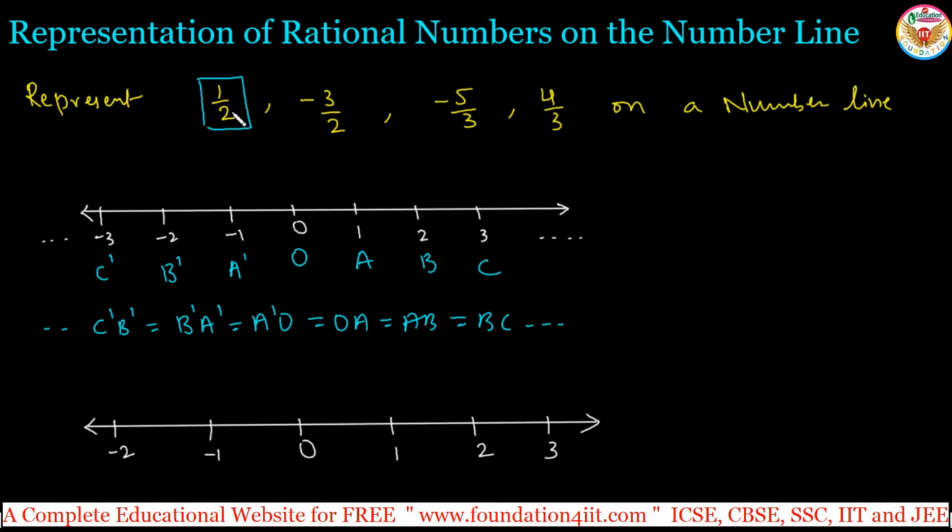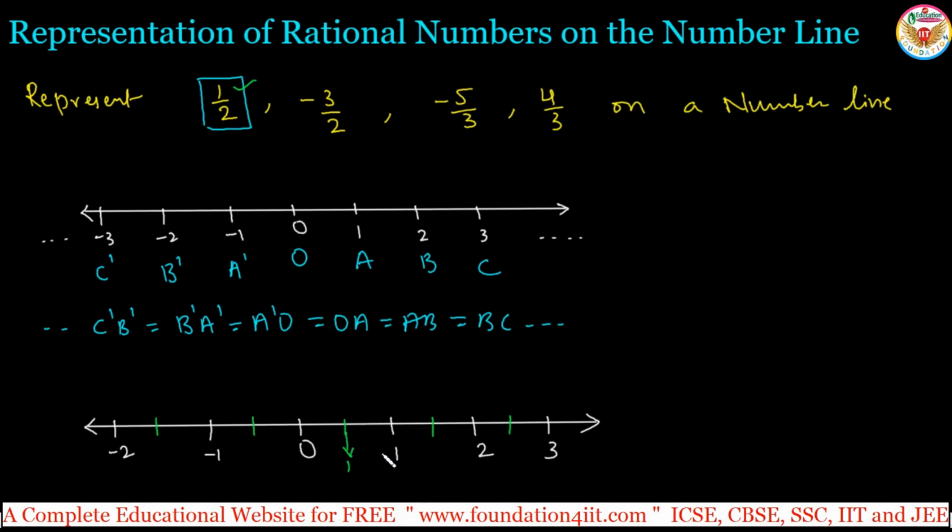So to represent 1 by 2 and minus 3 by 2, first take 1 by 2. The denominator is 2, right? Because the denominator is 2, between 0 and 1 we have to make 2 parts. Again here, so between every number make 2 equal parts. To represent 1 by 2, from 0 on the right side, because it is a positive value, the numerator is 1. 1 means the first point. So the first point is 1 by 2.